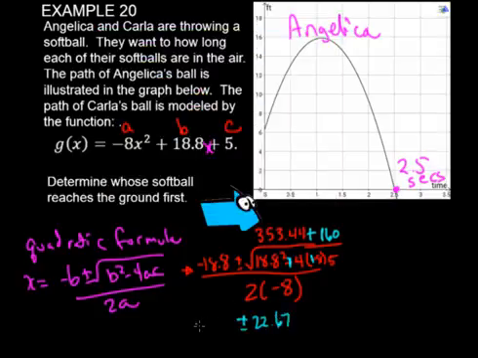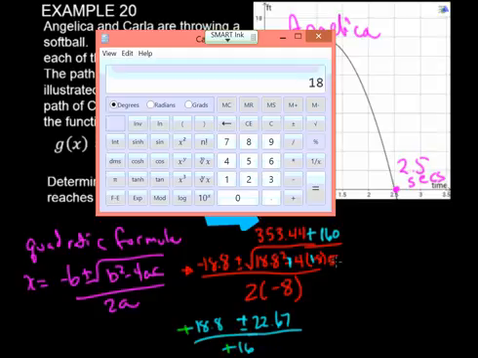And then we have negative 18.8 over negative 16. So we can also switch these to both be positive, since it's plus or minus. So now we have 18.8 plus 22.67 divided by 16. So we get 18.8 plus 22.67. We divide that by 16, and we get 2.59.